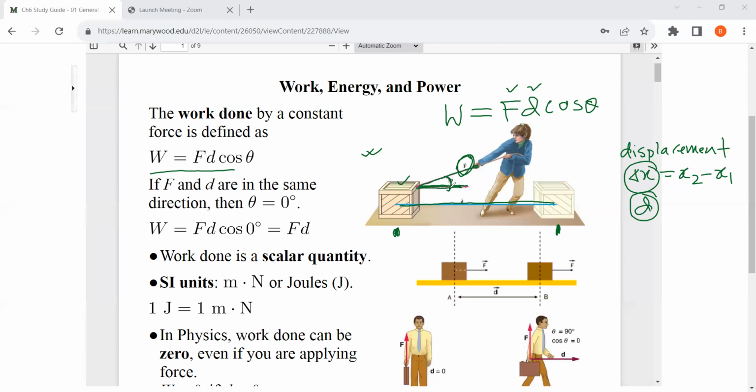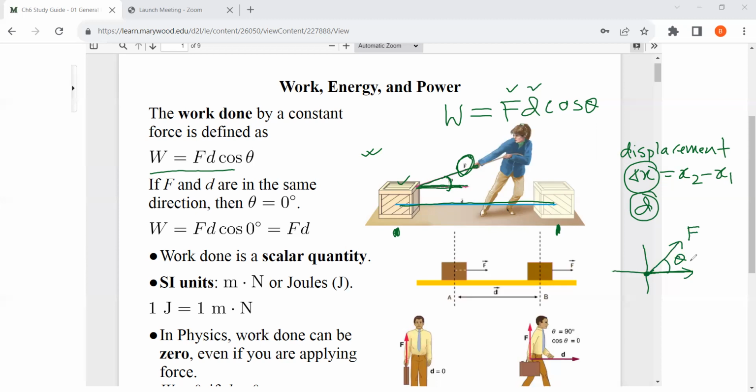If you draw a diagram similar to a free body diagram, you can draw something like this. Here is the object. She's applying a force in this direction, so this is F, and the displacement is happening in this direction. You can see that this is theta, the angle between the force and displacement. That's how we define work done. In physics, work done means force times displacement times the cosine of the angle between force and displacement.